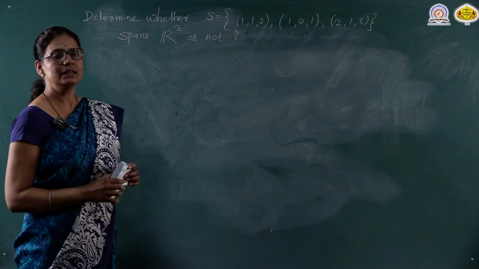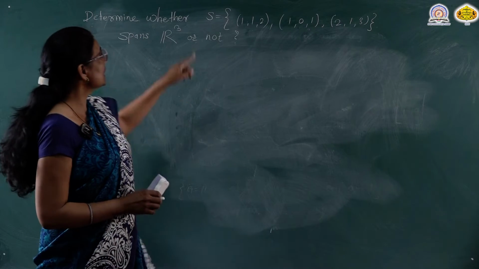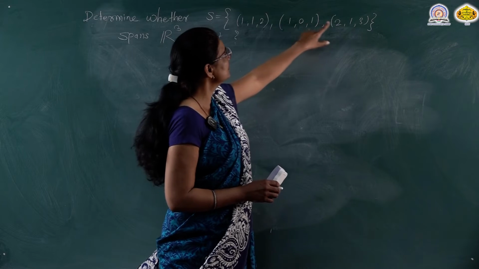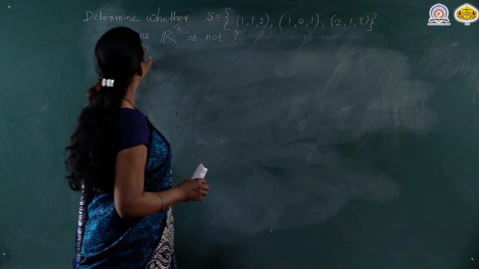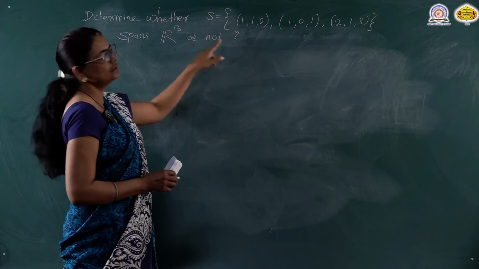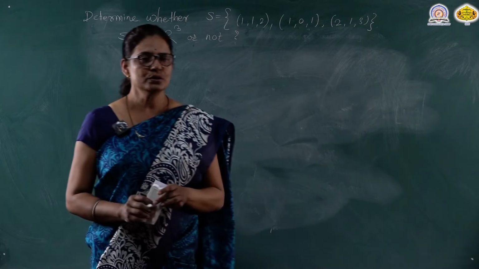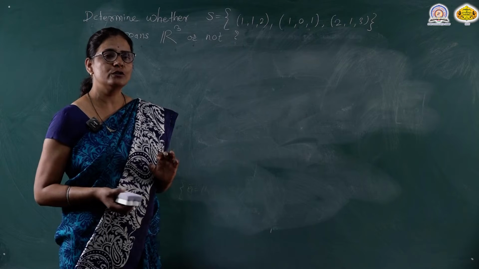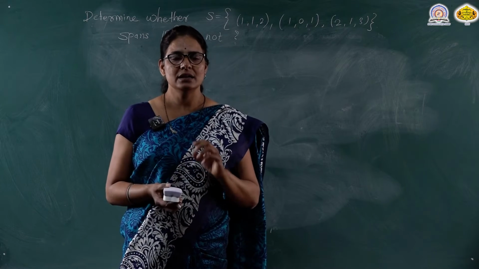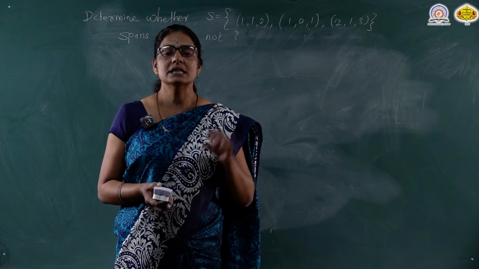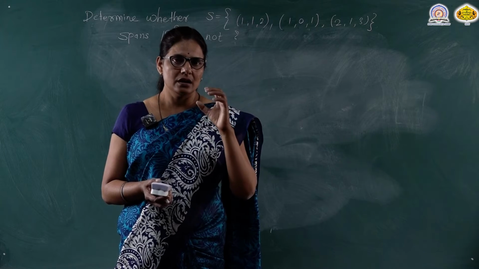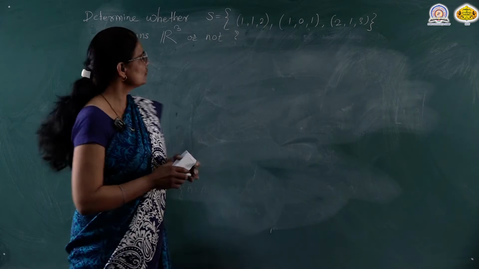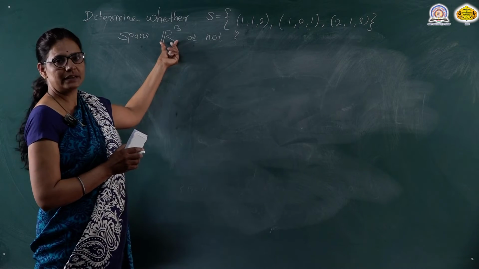Okay, this is our example. Determine whether the given set S containing 3 vectors, (1, 1, 2), the second vector (1, 0, 1), and the third vector (3, 1, 2), spans R3 or not. Now suppose I want to check whether this spans R3, that is, we must determine whether an arbitrary vector in R3 is a linear combination of the vectors in S. For that, consider one arbitrary vector in R3.